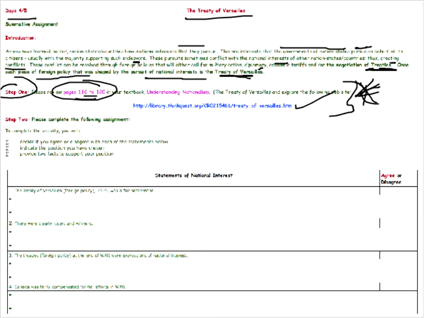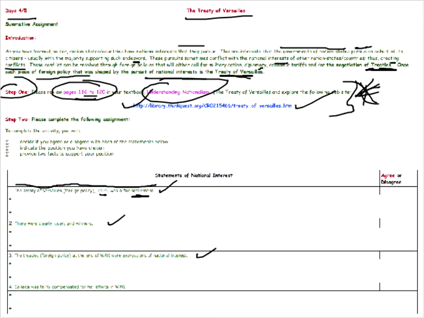Again, at these page numbers in your textbook and at this website. Then you're going to read a number of statements down here regarding the treaty. What you need to do is read the statement. For example, the Treaty of Versailles of 1919 was a fair settlement.